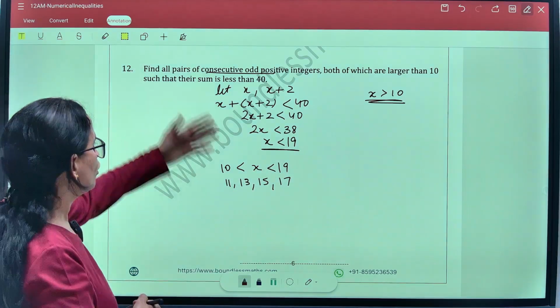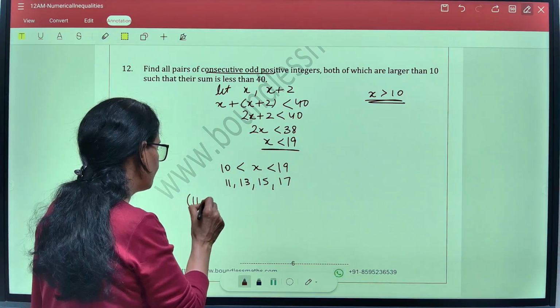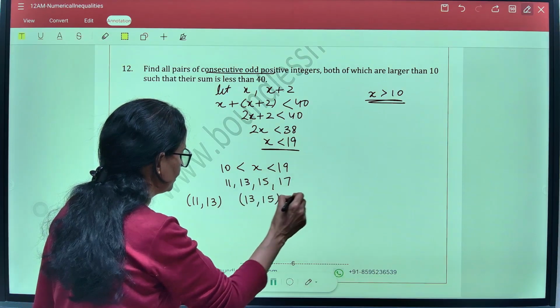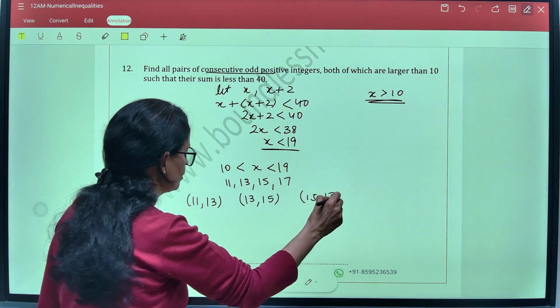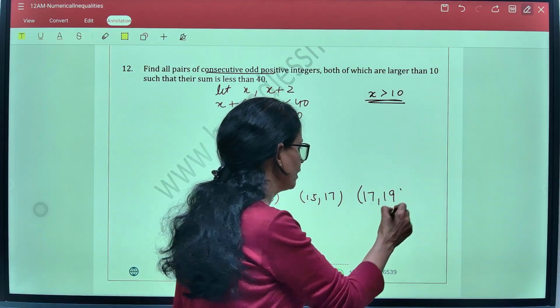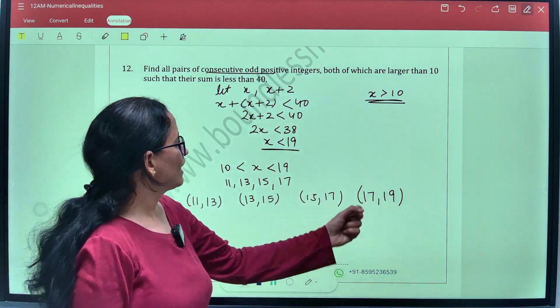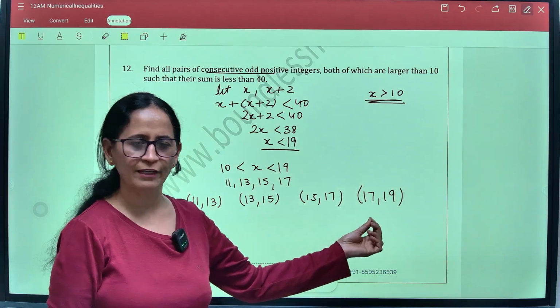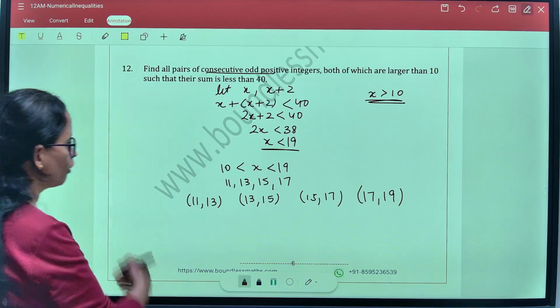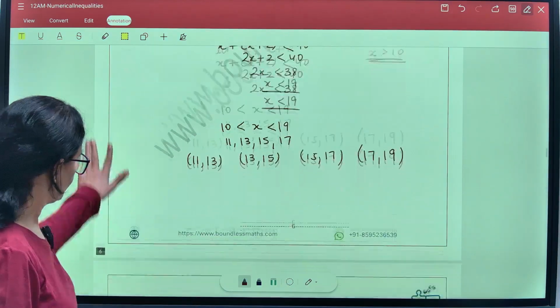So the question says find all pairs. So we have to write the proper answer. 11, 13 could be one pair, second could be 13 and 15, next could be 15 and 17, and the last one could be 17 and 19. 19 is equal to this, but x is within that range. So 17 is an acceptable value for x and the pairing number would be 19. So we have 4 pairs of such numbers and these are the numbers.